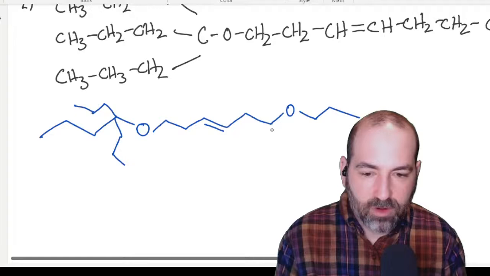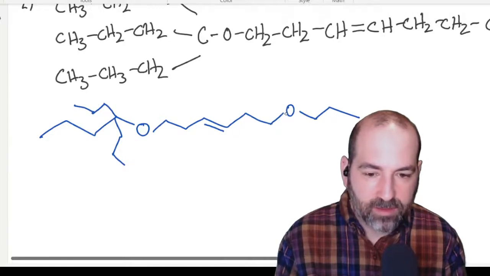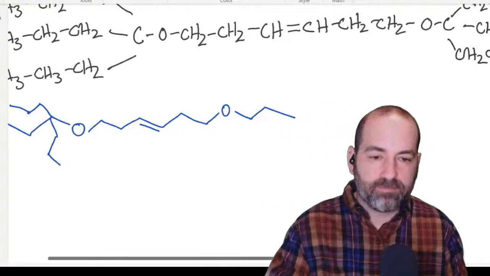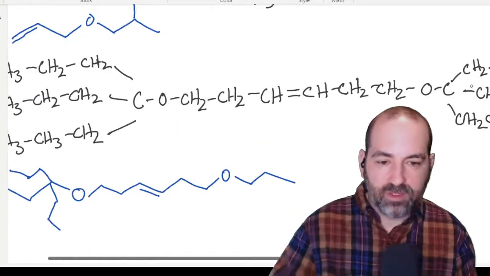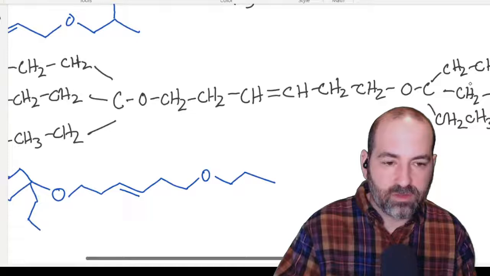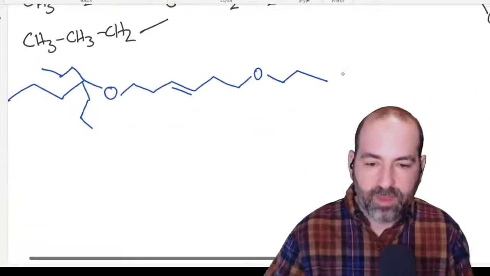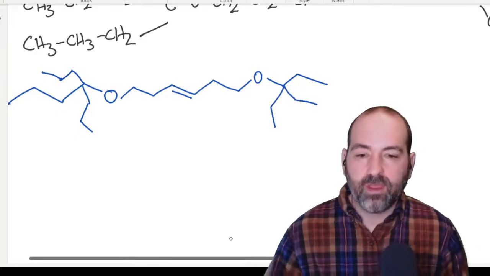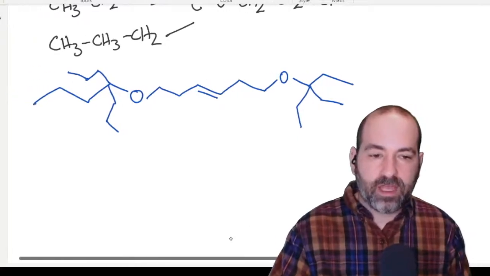Then we should have 2 more CH2s, yep, and then another oxygen, then a carbon, and that's also got these 3 groups coming off of it. Each one is a CH2, CH3 group. So we've got 1 in there. We need to put in 2 more. So something like that. And there's that big giant structure.